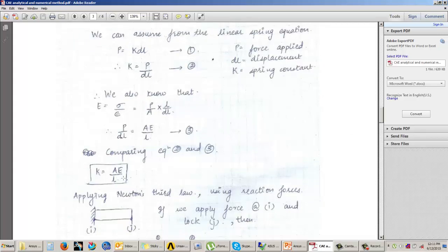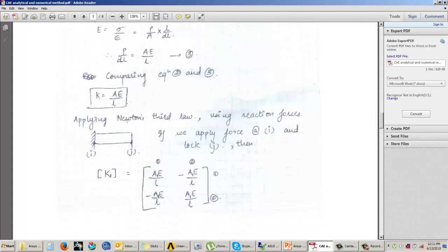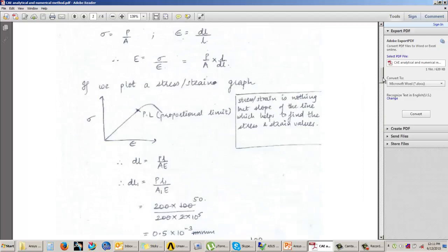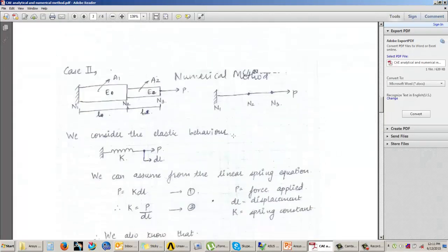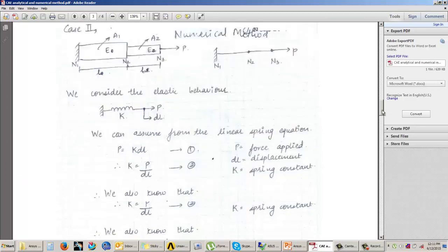Please see carefully what we have done over here. Now we will be applying Newton's third law for the reaction forces. First we will consider the first step bar.